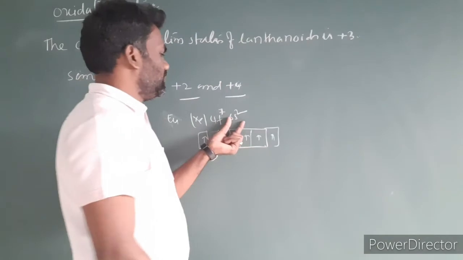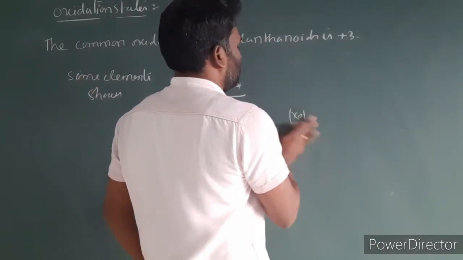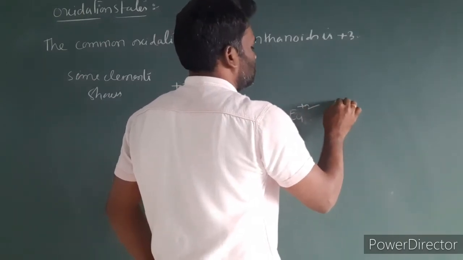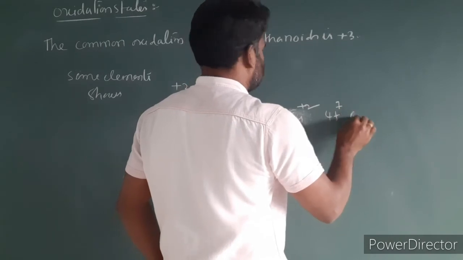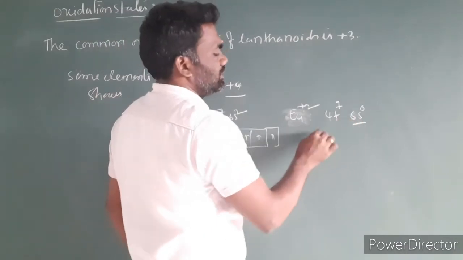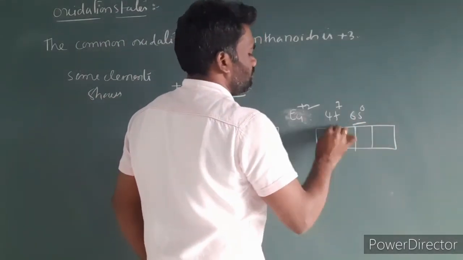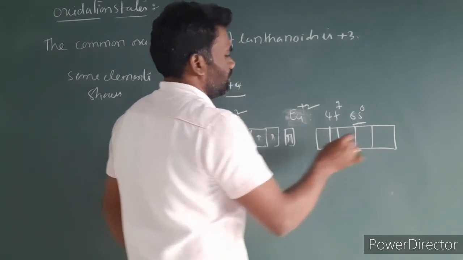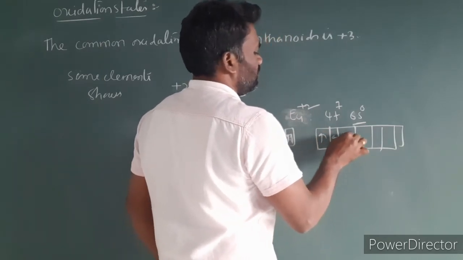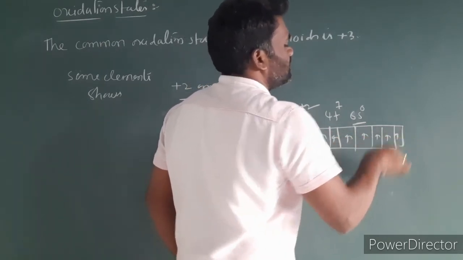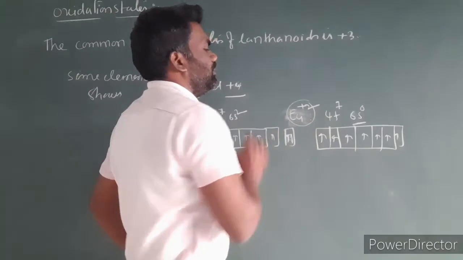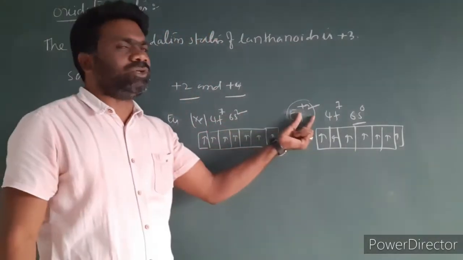If it loses these two electrons, the Eu2+ configuration becomes xenon 4f7 6s0. Look at here: after losing two electrons, it reaches the half-filled configuration, 1, 2, 3, 4, 5, 6 and 7. The half-filled electron configuration is stable, so europium exhibits the +2 oxidation state.